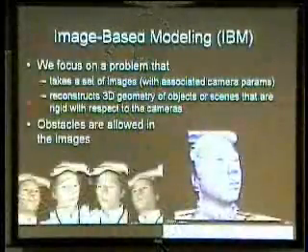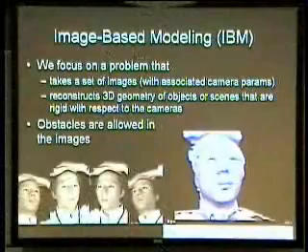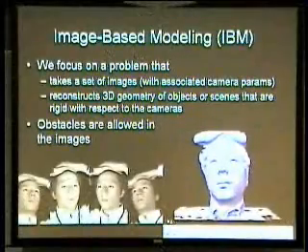So more formally, we focus on a problem that takes a set of images and camera parameters. So assume that the camera parameters are given. There's a well-established structure from motion algorithm that takes images and gives you camera parameters, so we're not going to touch that part. So assume that the camera parameters are nicely given. Then we are going to reconstruct the 3D geometry of objects or scenes that are rigid with respect to the cameras.